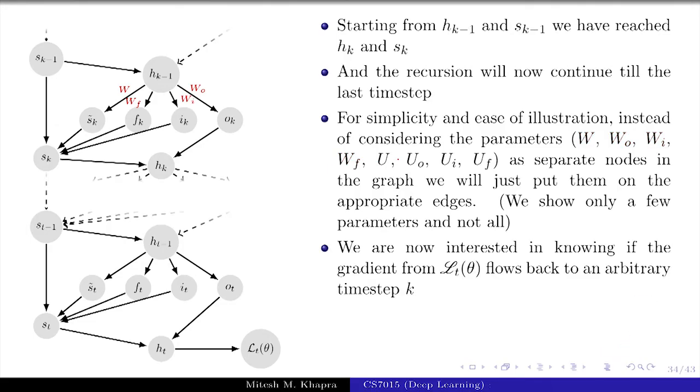Now, what I'm interested in knowing is that there was some loss at time step t, and maybe that loss happened because W_f was not good enough to compute s_k. Of course, W_f computes f_k and then f_k helps in computing s_k. But I'm short-circuiting it and saying that W_f was not good enough to compute s_k, and that's why I want the gradient to reach W_f through this s_k. That's what I want to do.